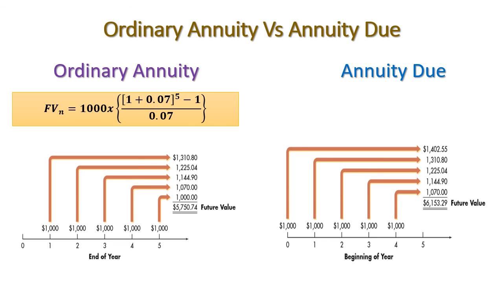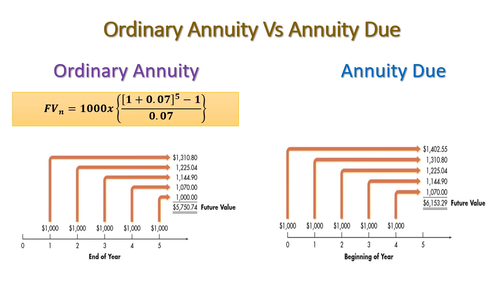At the end of year 2 he will deposit the third amount, which is due at the beginning of year 3. At the end of year 3 he will deposit the fourth amount, due at the beginning of year 4. At the end of year 4 he will deposit the last amount, due at the beginning of year 5. So at the end of year 5 the last amount will be accumulated for just 1 year.